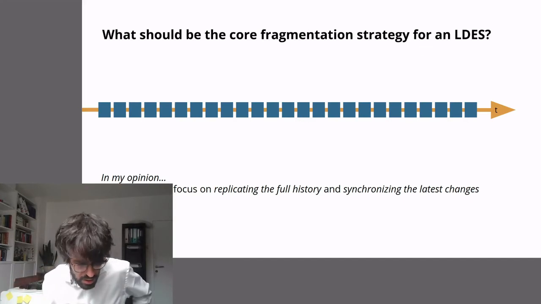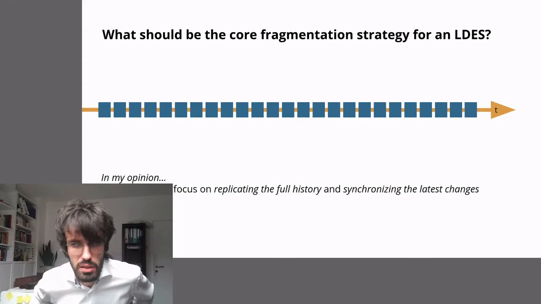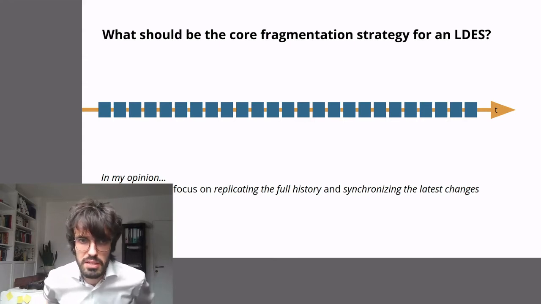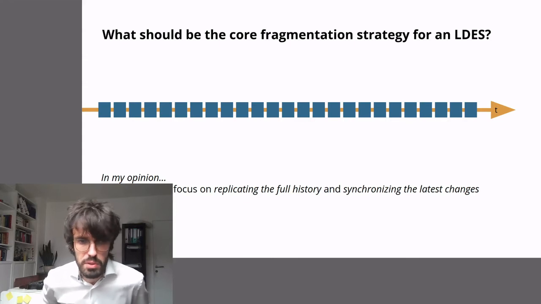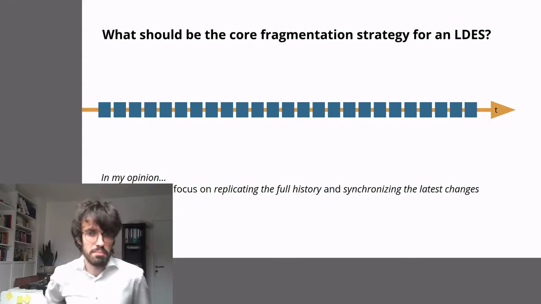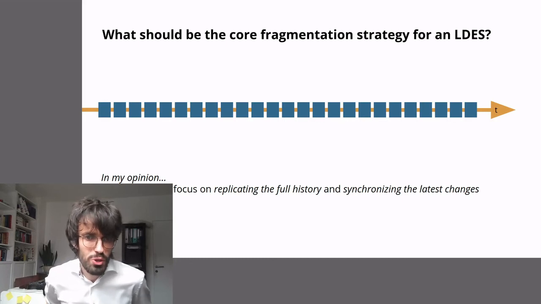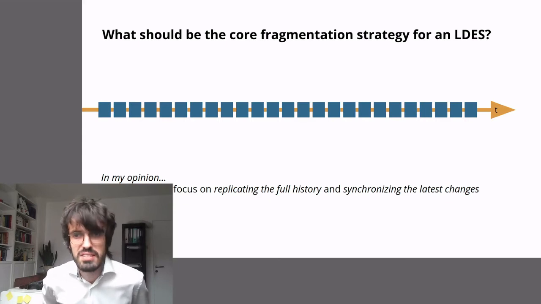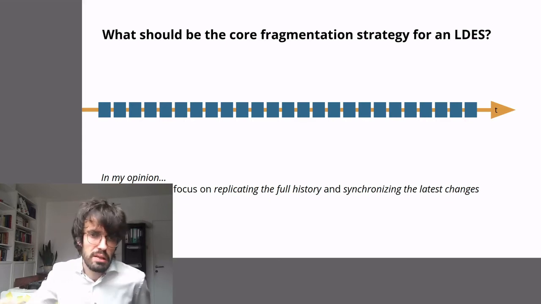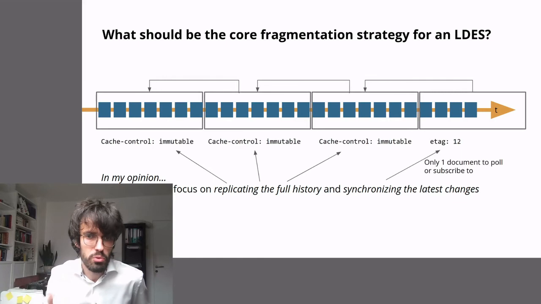Now there's a big question that's still here. It is, what should be the core fragmentation strategy for a linked data event stream? And I have my opinion. My opinion is that a linked data event stream should mainly focus on replicating the full history and synchronizing the latest changes. So when I designed that web API, I would design it like this.